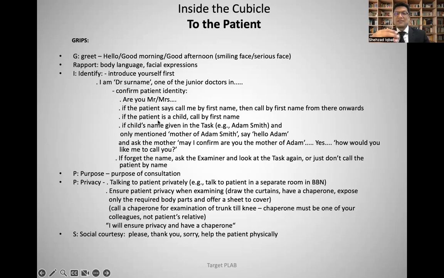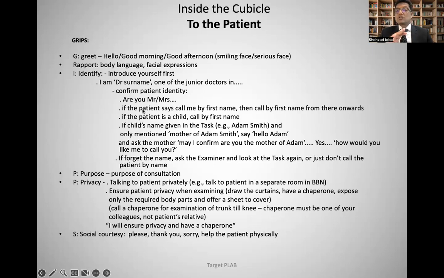Hello, Mr. Smith. I am Dr. Malik. I'm one of the junior doctors in GP. I'm one of the junior doctors in accident and emergency. And then you would confirm their identity. May I confirm, are you Mr. Charles Smith?